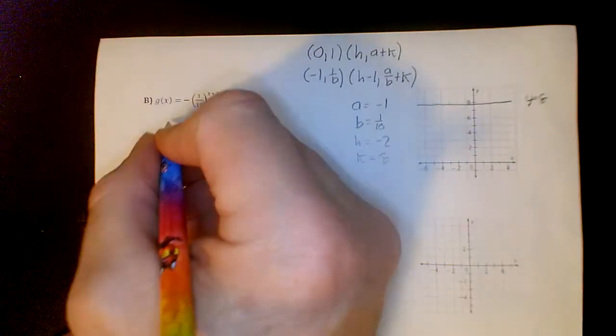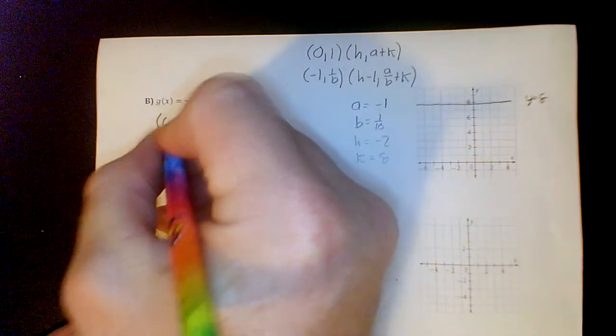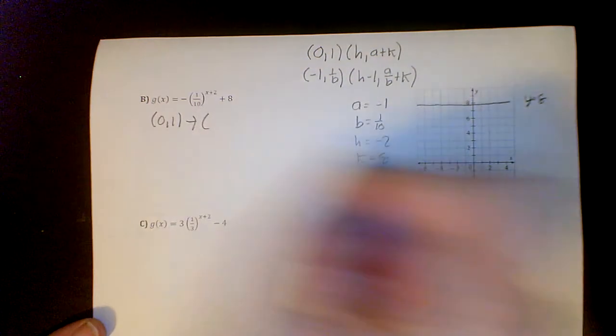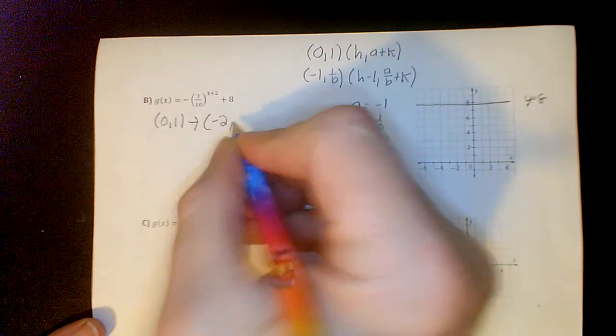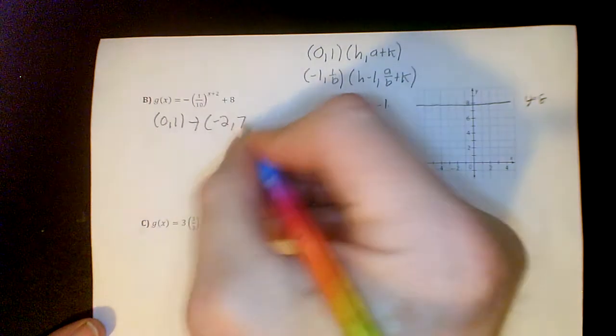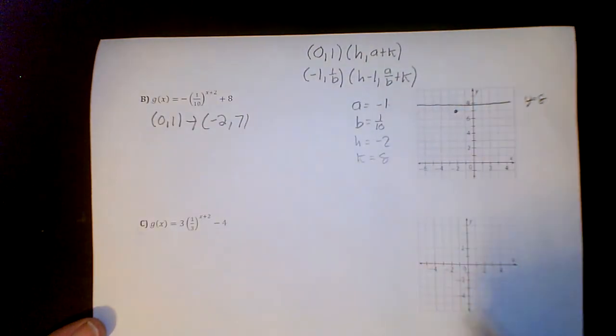And we're just going to plot 2 points. You notice I wrote the references up here. So our 0, 1 point has moved to H, -2. And then A plus K, -1 plus 8. That gives us 7. -2, 7. There's a point right here.